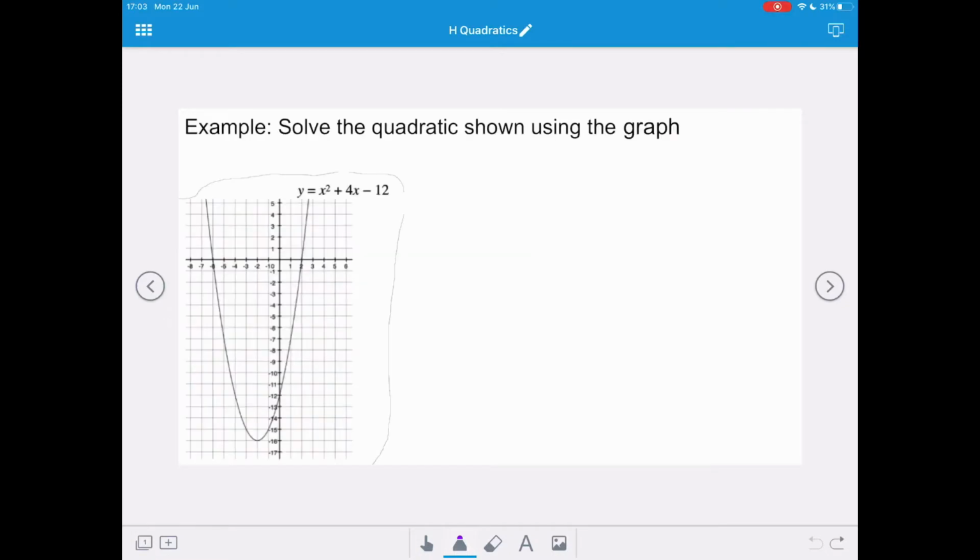So we want to solve the quadratic shown using the graph. And in the graph, we've got the quadratic y equals x squared plus 4x minus 12. So we know that to solve this equation, we have to equate that graph to 0. So x squared plus 4x minus 12 is going to equal 0. So that's when our y coordinates are 0. So those are the 2 points where it crosses the x-axis. And so our values are going to be x equals -6 or x equals 2, reading it from the graph.